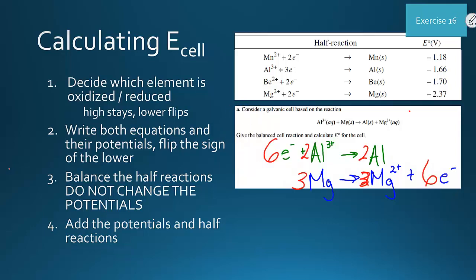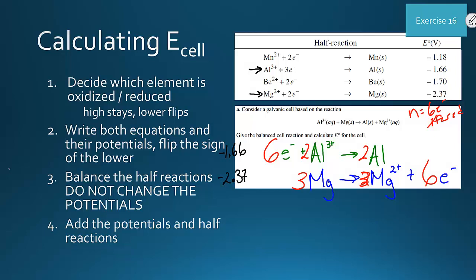So when this reaction transfers 6 electrons, what is the cell potential? Well, the cell potentials you take from the table above. In the table above, aluminum ions become solid aluminum and have a cell potential of negative 1.66. Magnesium ions and electrons make solid magnesium and have a cell potential of negative 2.37.